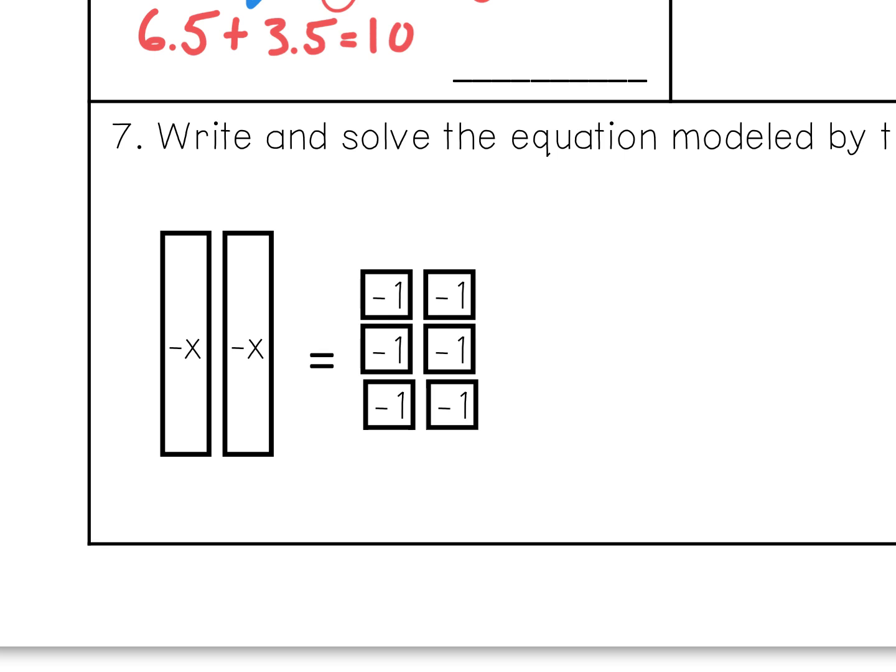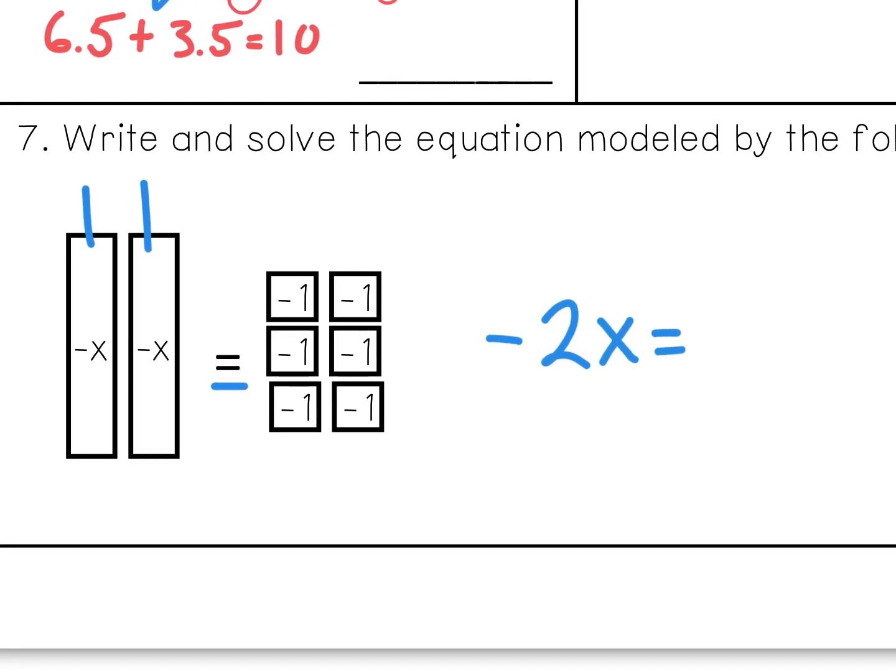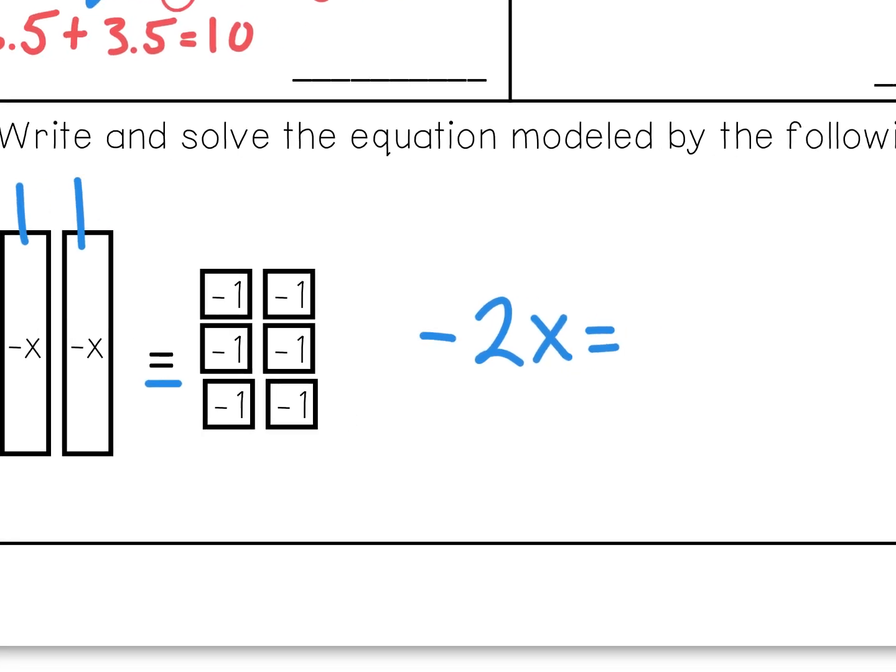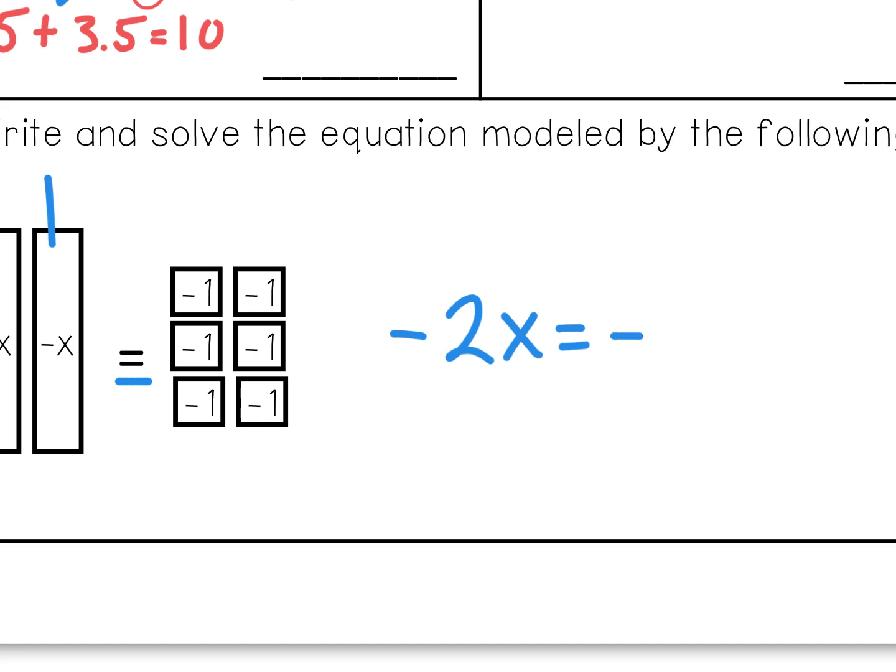Okay. Now, what about this bottom problem here? What does it say on the left side? Negative 2x. Good. Why is that negative 2x? There's a negative 1, there's 2, so that's where the 2 comes from. Then there's an equal sign, and then how many are on this side? 6. But they're all negative, so negative 6. So that's our equation.